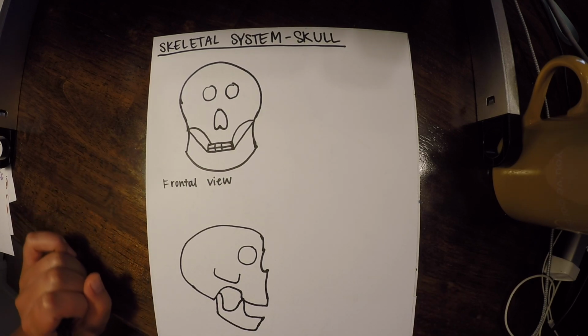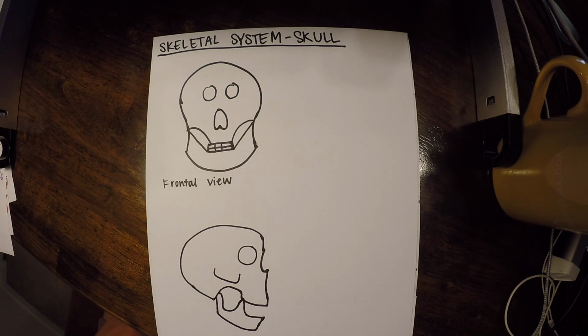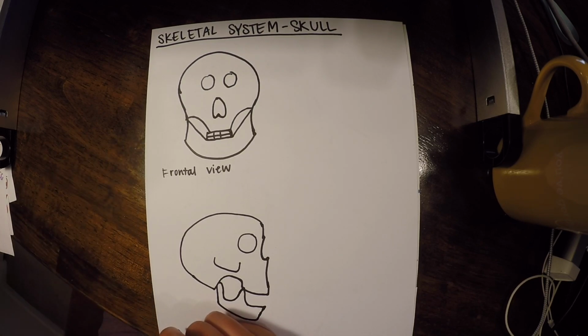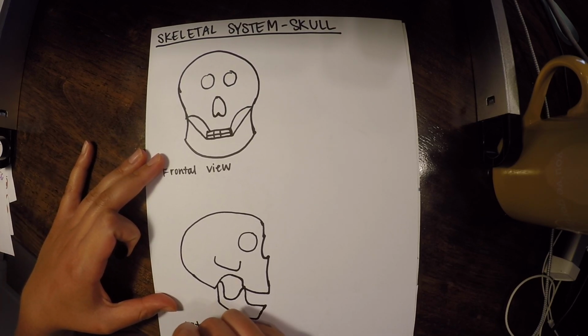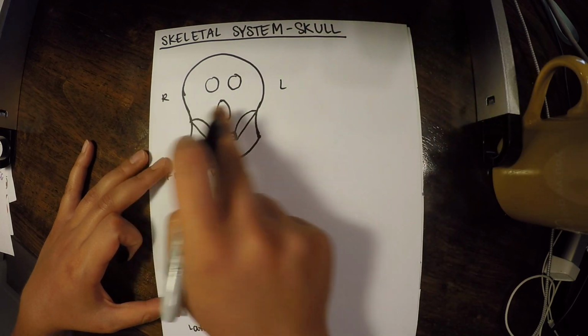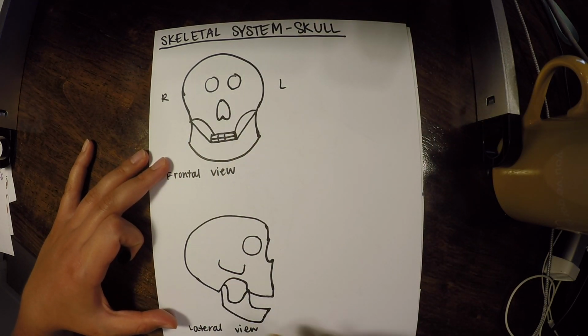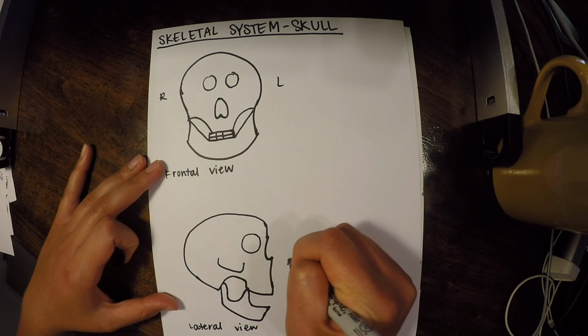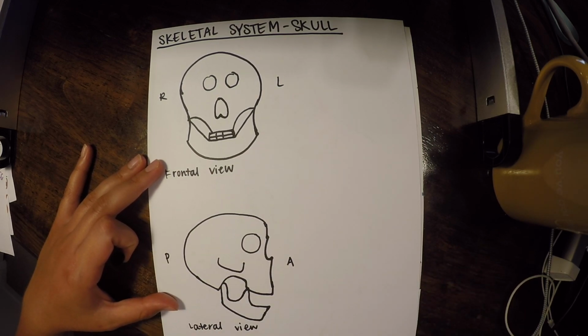Okay, so we're going to identify a series of different bones, and for most of them, you'll be able to see them on both views of the skull, but some you may only be able to see in this lateral view. And whenever I remember, I'm going to label right and left. It doesn't really matter here because it's the same on both sides, but just so you know what view this is, it's going to be anterior and posterior.